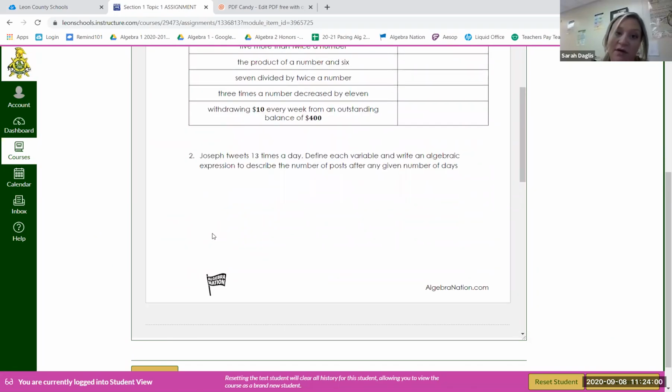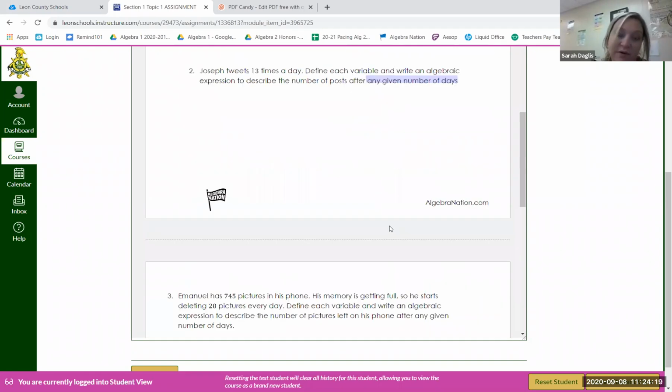All right, starting with number 2, you'll write an expression. Make sure you define your variable. So if you want to use D for days, tell me that. Okay, if it says any given number of days, you can use D for days. If you want to use X, then tell me you're using X for days. I don't care. But tell me what letter you're using. Tell me it's for days, and then write your expression.